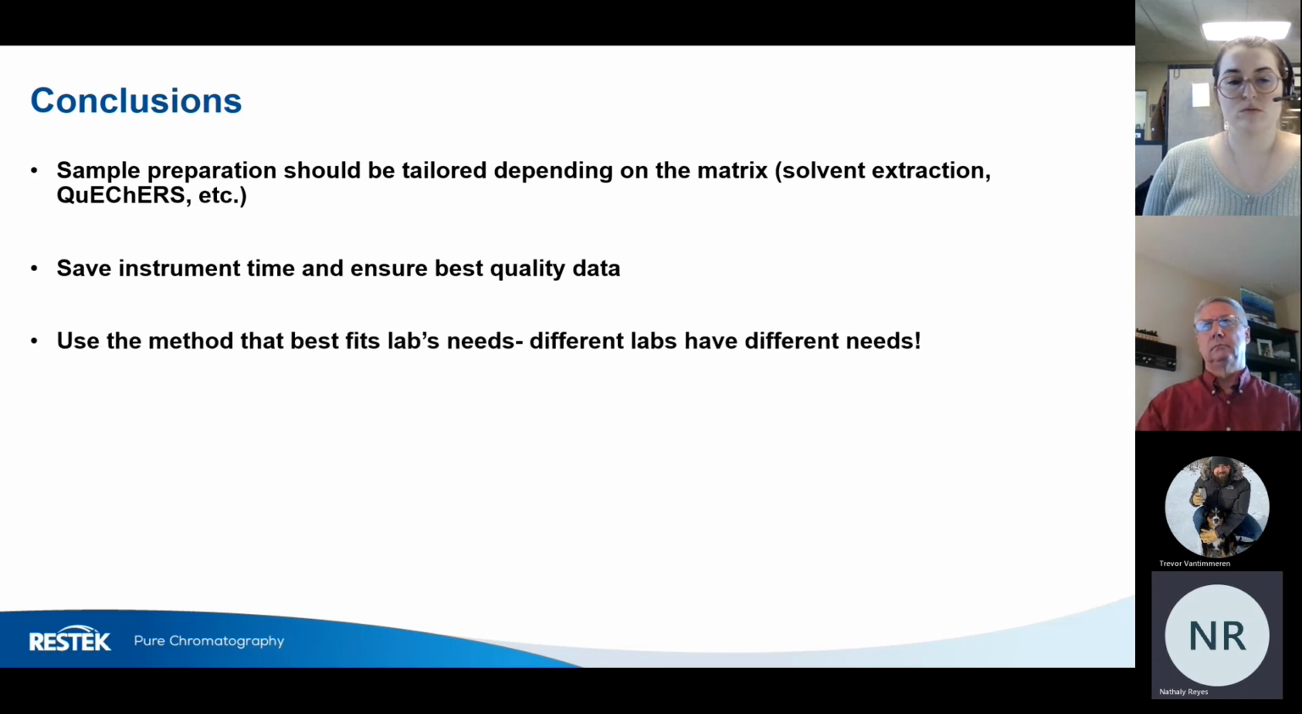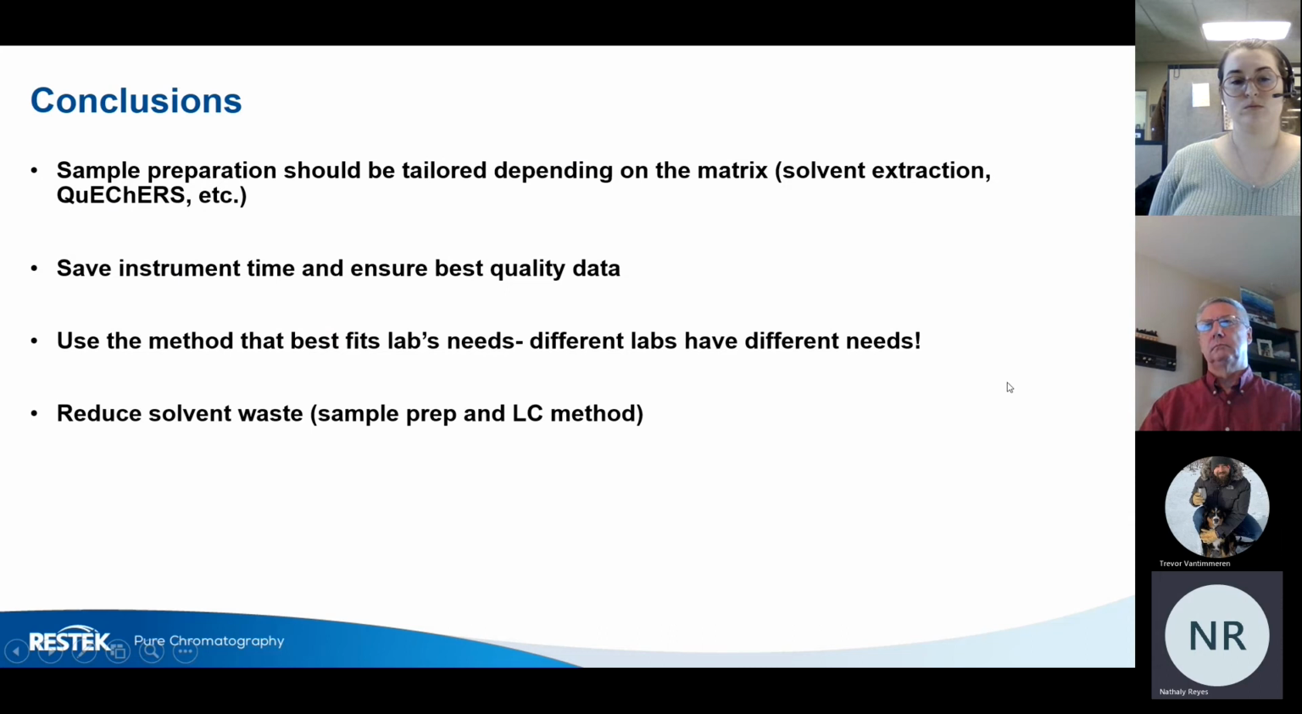And the method that is ideal for your lab may not be the ideal method for another lab. So you've got to pick a method that fits your lab needs, and that can depend. So reducing solvent waste, either on your LC method or on your sample prep, is always a good idea and a feasible option. So you can try that.